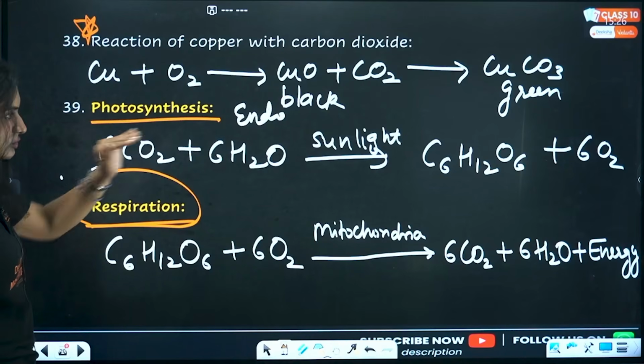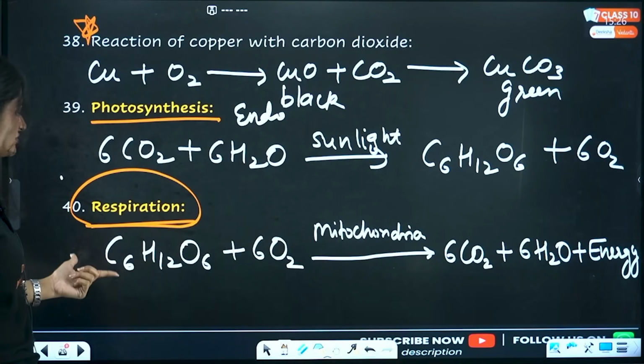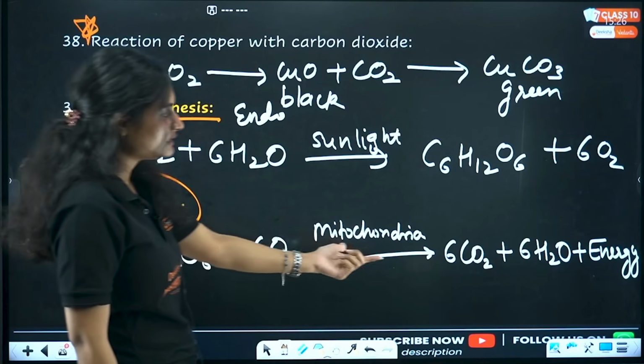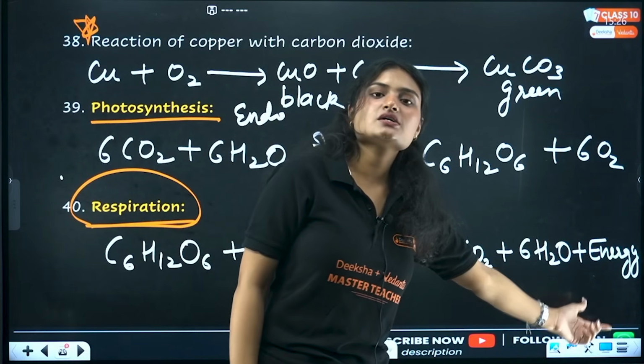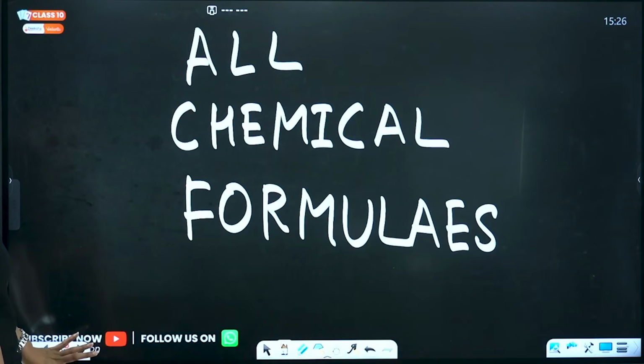Respiration is totally opposite of photosynthesis, right? In mitochondria it happens. We have glucose combined with oxygen. We get carbon dioxide, water and energy in the form of ATP, adenosine triphosphate. Now let's start with the all important chemical formulas.